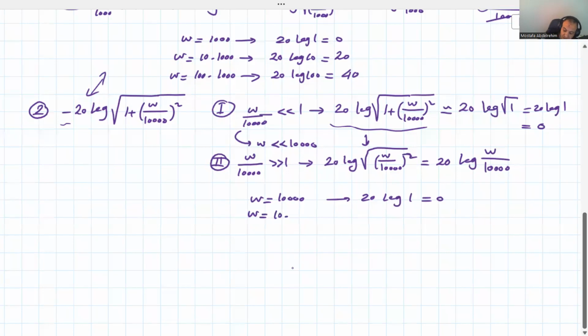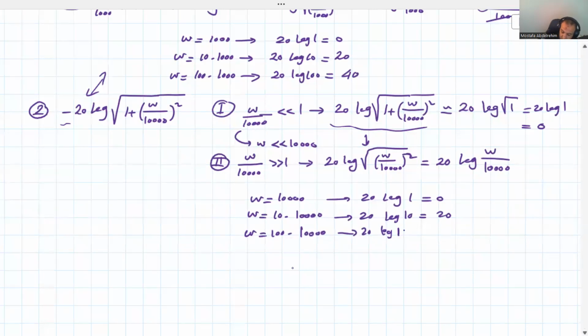Omega equal to 10 multiplied by 10,000, like 100,000. That will be 20 log 10. It is 1, so that's 20. Omega equal to 100 multiplied by 10,000. That will give you 20 log 100, which is 2. 2 multiplied by 20 is 40. And you can continue to be 60, 80, and so on.